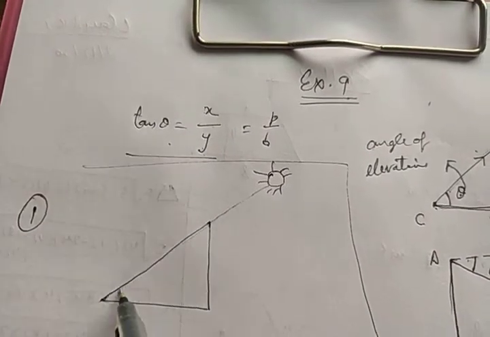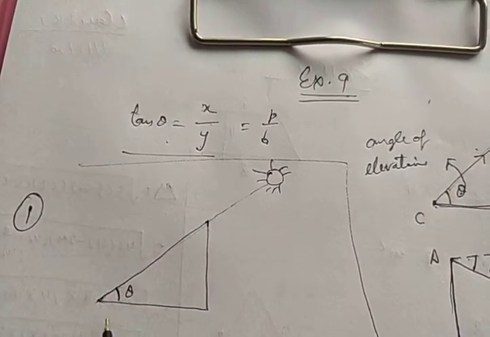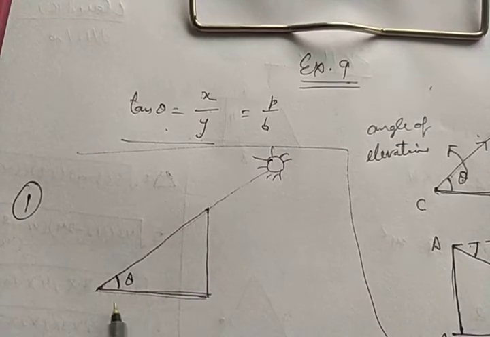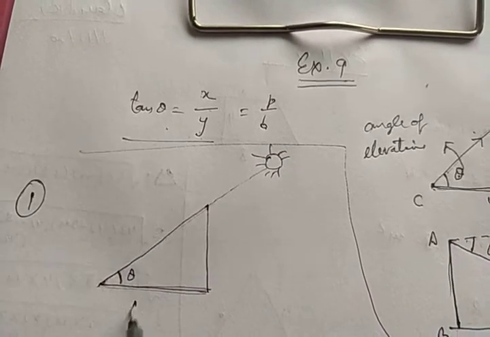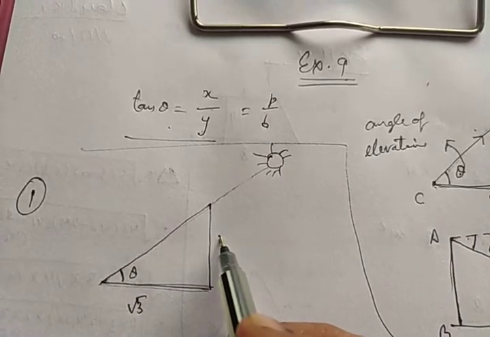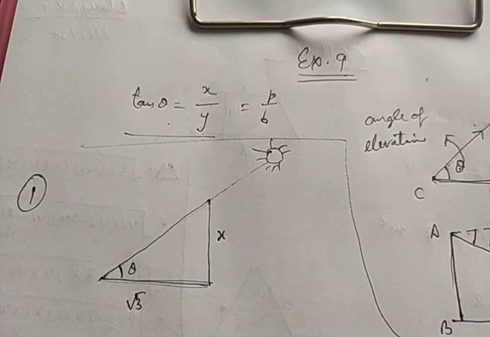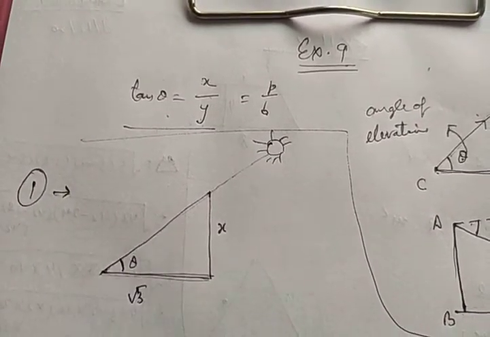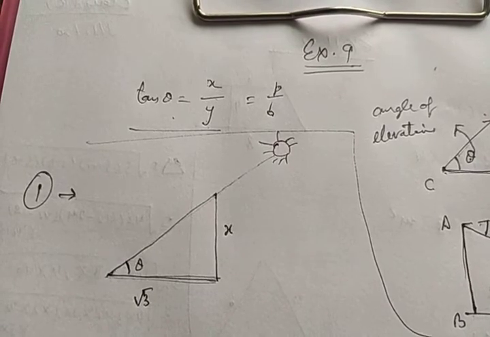Now you have to find this angle, that is what the question is asking. The question is saying that the length of the shadow, this is the length on the ground, is root 3 times the length of the tower, which you can consider as x. In the beginning you have to insert all the parameters given in the question.